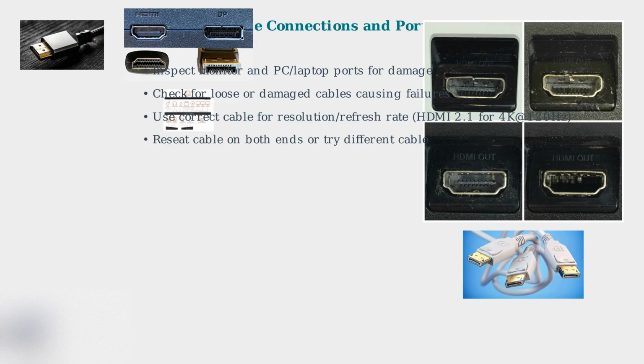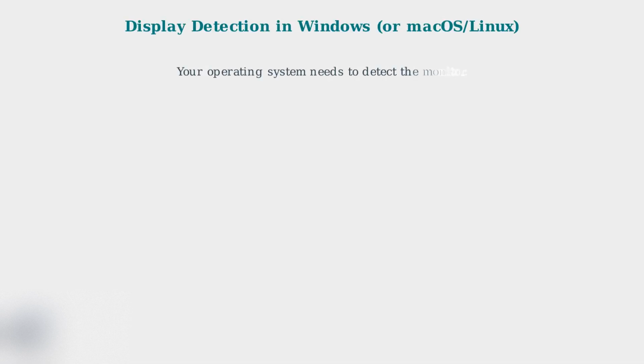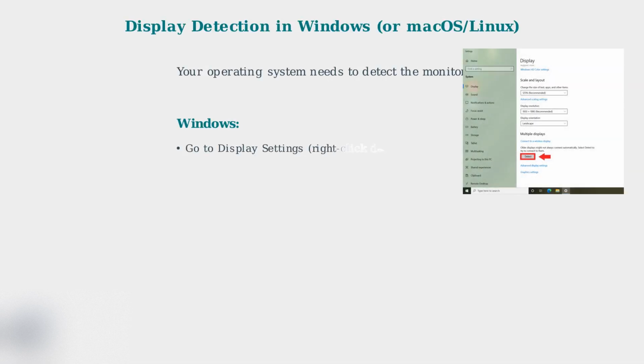Try reseating the cable firmly on both ends, or swap in a different cable to rule out hardware issues with the current one. If you're using a docking station, bypass it and test a direct connection to isolate any dock-related problems. The operating system must detect your ASUS monitor for it to work properly.